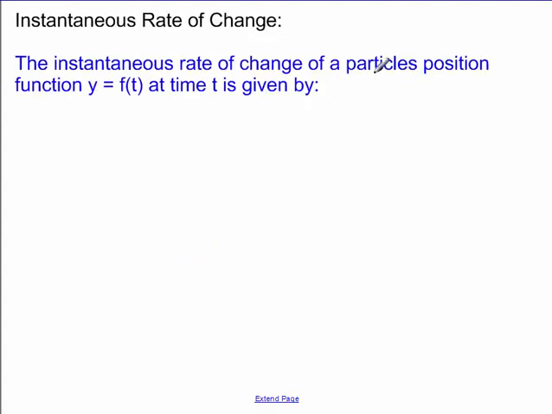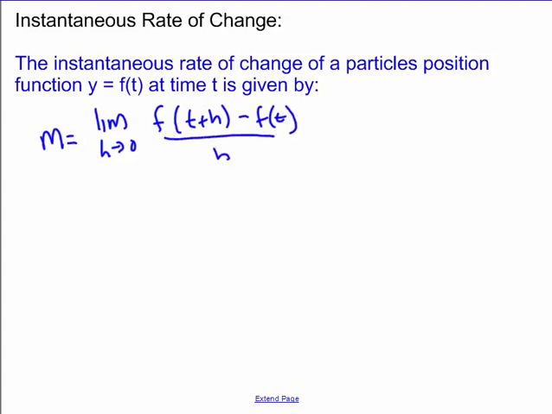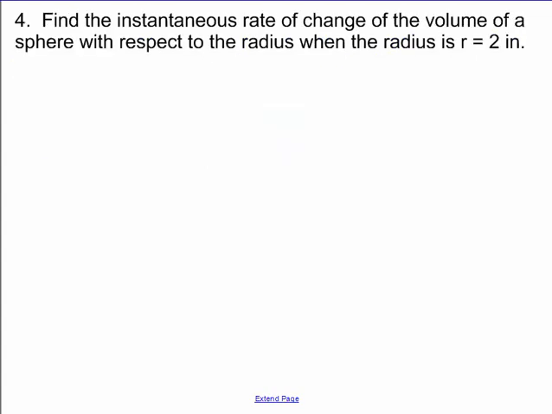Instantaneous rate of change of a particle's position. Okay, this is the same thing. Just now instead of f of x plus h, I have f of t. So the slope at any point for this function f of t is f of t plus h minus f of t all over h. So it's the same thing. So I'm looking for the instantaneous rate of change. Instantaneous rate of change, okay, that's a limit.